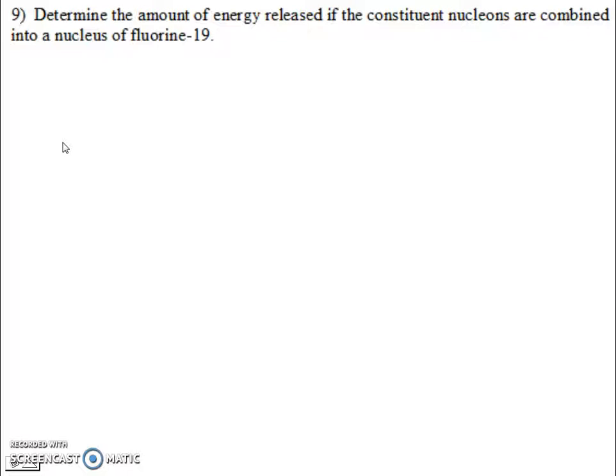Let's start here with problem 9. All right, we want to find the amount of energy released if the constituent nucleons are combined into a nucleus of fluorine-19. It's just a fancy way of saying we're finding the binding energy when the protons and neutrons come together to form the nucleus of fluorine-19.